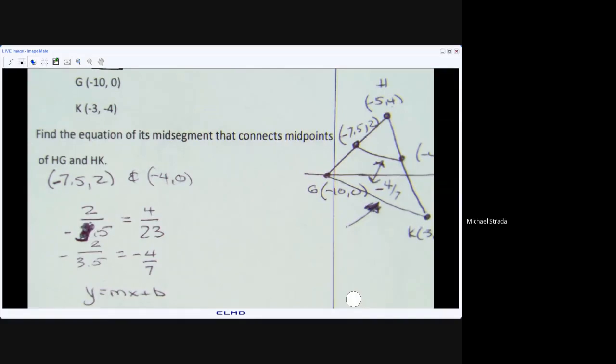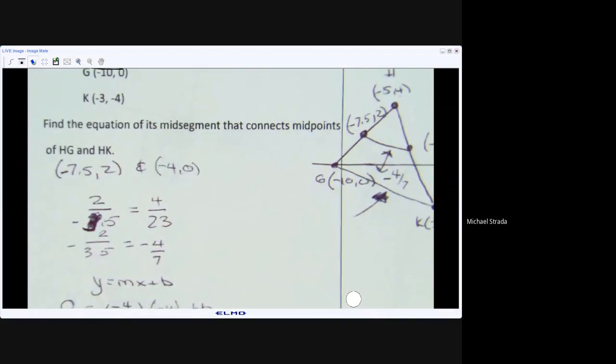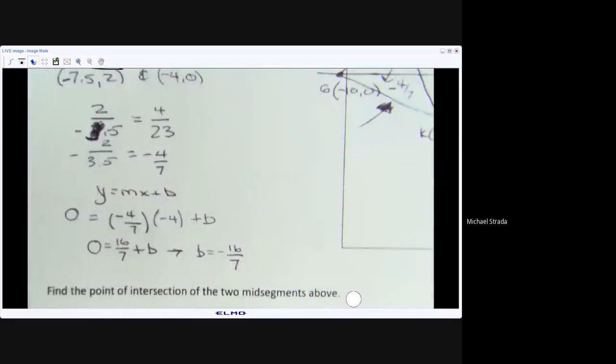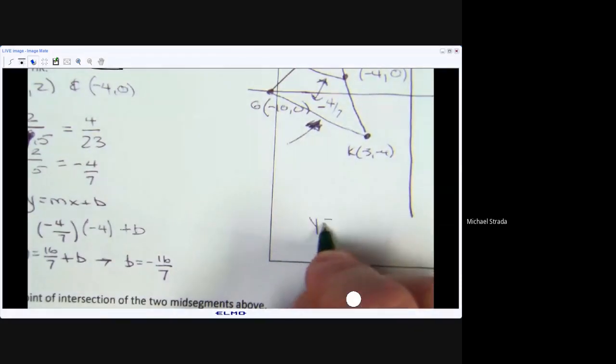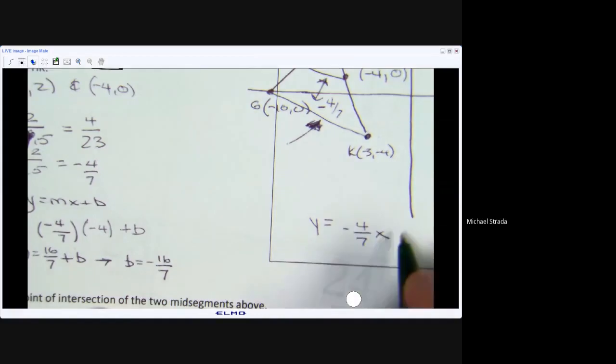All right. Negative times a negative turns it into a positive, so 0 equals 16 over 7 plus b, making b equal to negative 16 over 7. All right. So my final answer to that one, y equals the slope from the first part, which is negative 4/7 x, and the b from the next one, which is negative 16/7.